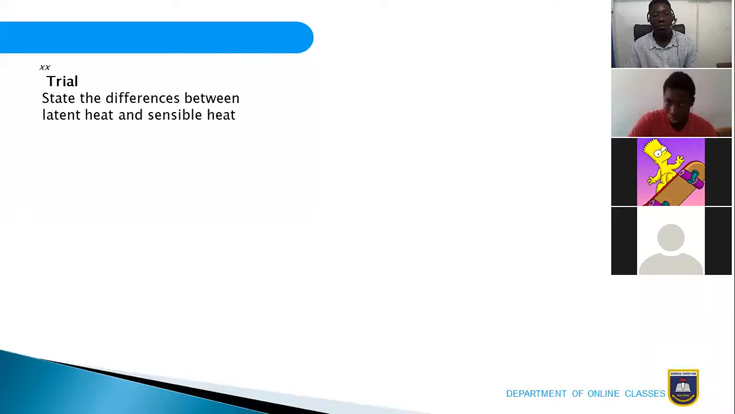So with this explanation, state the difference between the latent heat and the sensible heat. Just give me briefly the difference between latent heat and sensible heat. If you know it, just raise your hand. Let's see. Yeah, nobody.